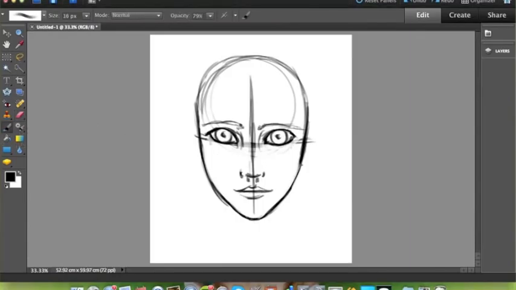Okay. And that is your basic face. The eyes may be a little bit too big for the rest of the face, but I am very used to doing that because I started off by drawing manga and stuff like that.